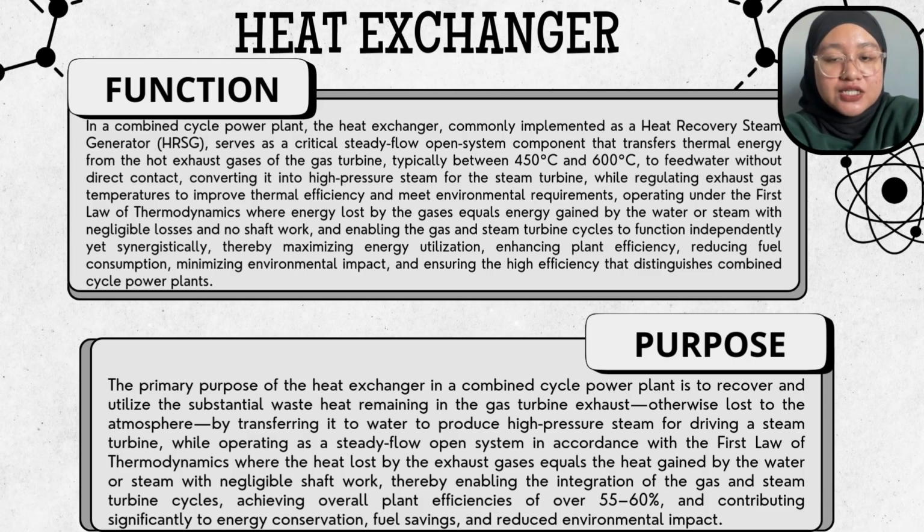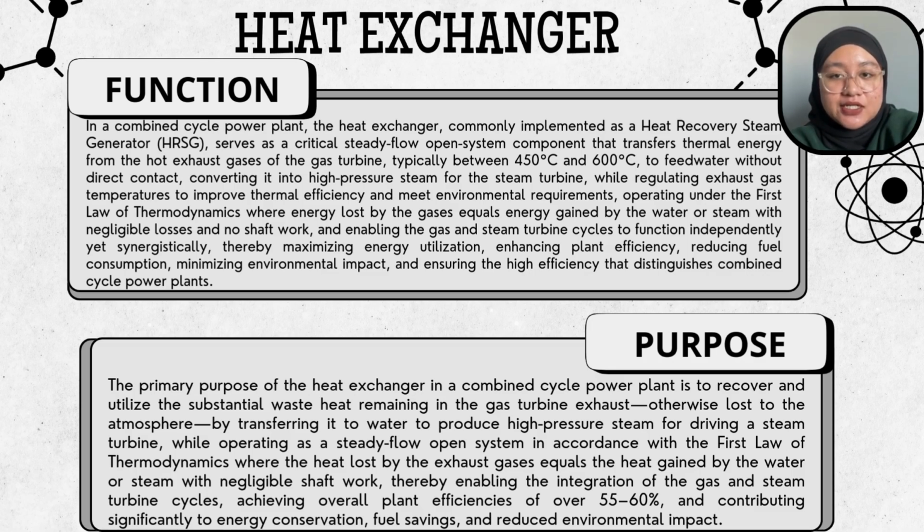Its main function is to transfer thermal energy from the hot exhaust gases leaving the gas turbine, typically at temperatures between 450 degrees Celsius and 600 degrees Celsius, to the feed water. This process occurs without direct contact between the exhaust gases and the water. As a result, the feed water is converted into high-pressure steam, which is then used to drive the steam turbine.